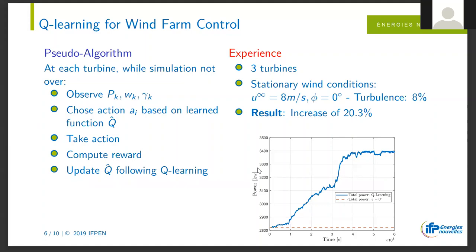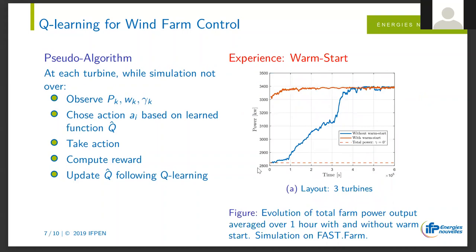So here we have done just that, and we have tested our algorithm on a simple farm of three turbines. The farm was simulated in an environment called FAST.Farm. Under stationary wind conditions with a turbulence of 8%, we are able to increase the total power production of the farm by 20%. This is with the algorithm running simultaneously on every turbine, and every turbine being oblivious to the existence of the other turbines. And finally, this can be combined with a one-shot approach where we use a model-based optimization method in a simpler simulation environment to initialize our reinforcement learning algorithm.